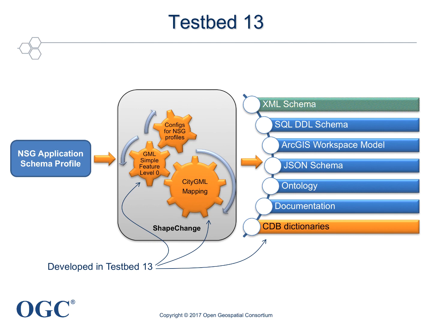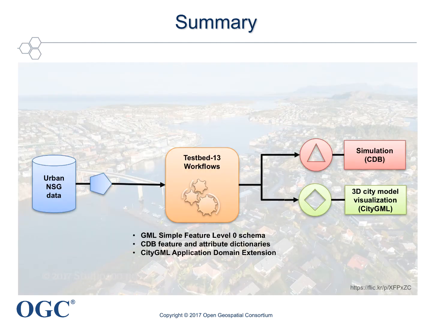To support CityGML, an application domain extension, another type of XML schema, had to be derived. In this case, the NSG application schema profile had to be transformed first to link the profile to the geospatial object types defined in the CityGML standard. To summarize, new workflows were developed to derive a GML simple feature level 0 schema, CDB feature and attribute dictionaries, and a CityGML application domain extension from an NSG application schema profile.